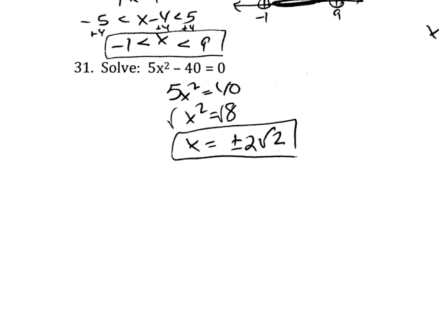And 31, solve this one. Just got to get the x by itself. Divide both sides by 5. I didn't show that, but that's what I did. Got an 8 right here. Now I have to get rid of the square, so I take the square root of both sides. When you take the square root of 8, remember 8 is the square root of 4 times the square root of 2. The square root of 4 is 2. You don't know the square root of 2, so it just stays in there.